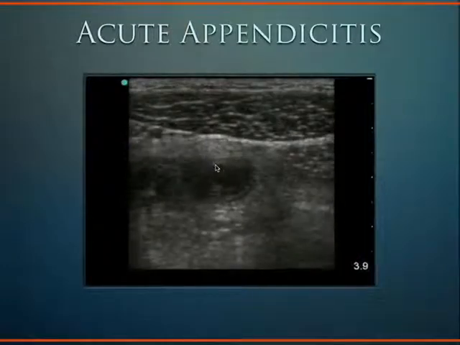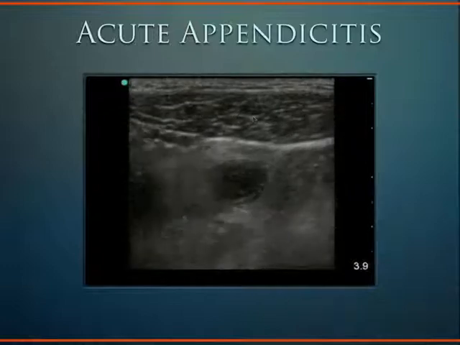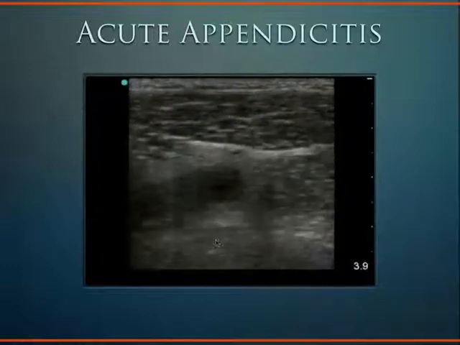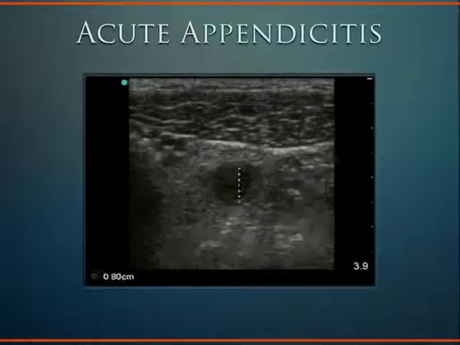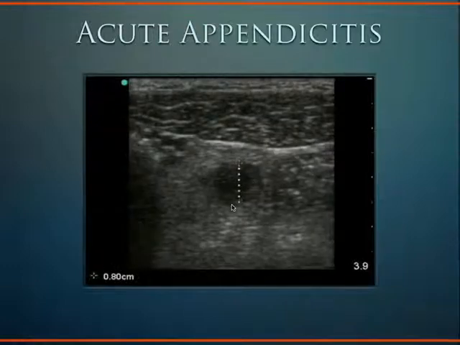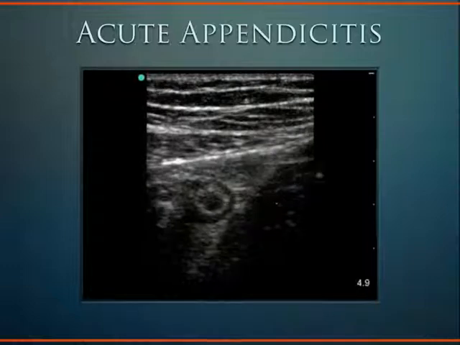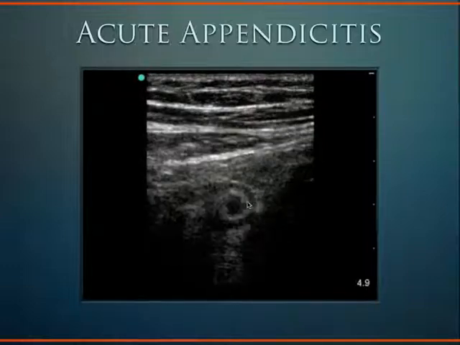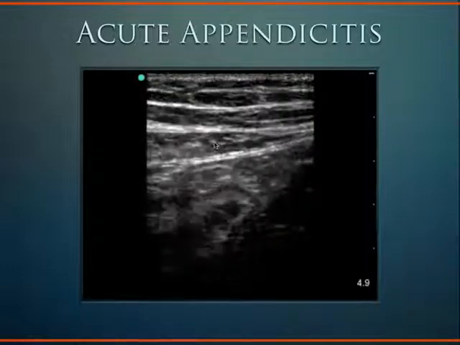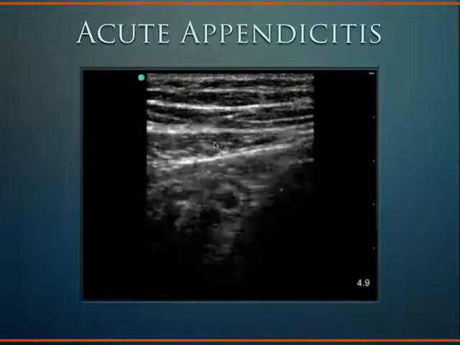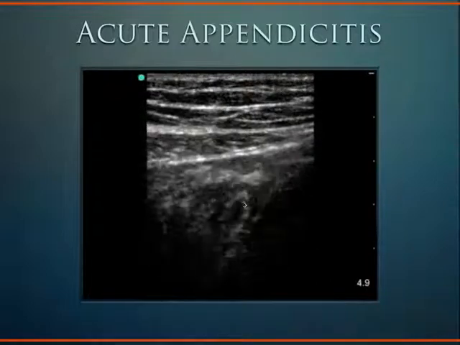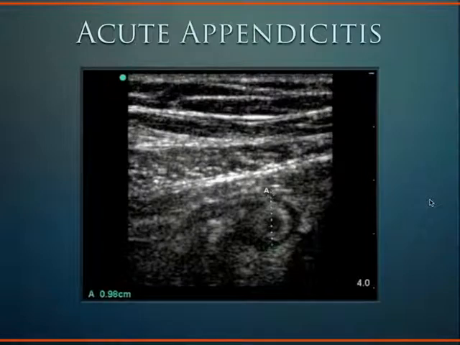Here's another example of appendicitis, compressing this abdominal wall musculature down to psoas, and we can see this appendix gets stuck in between there, 8 millimeters in this example. Another example here, we're compressing psoas muscle. Here's the appendix, here's abdominal wall musculature. We're compressing these two structures together, and the appendix gets wedged in between there, and this one is 9.8 millimeters.